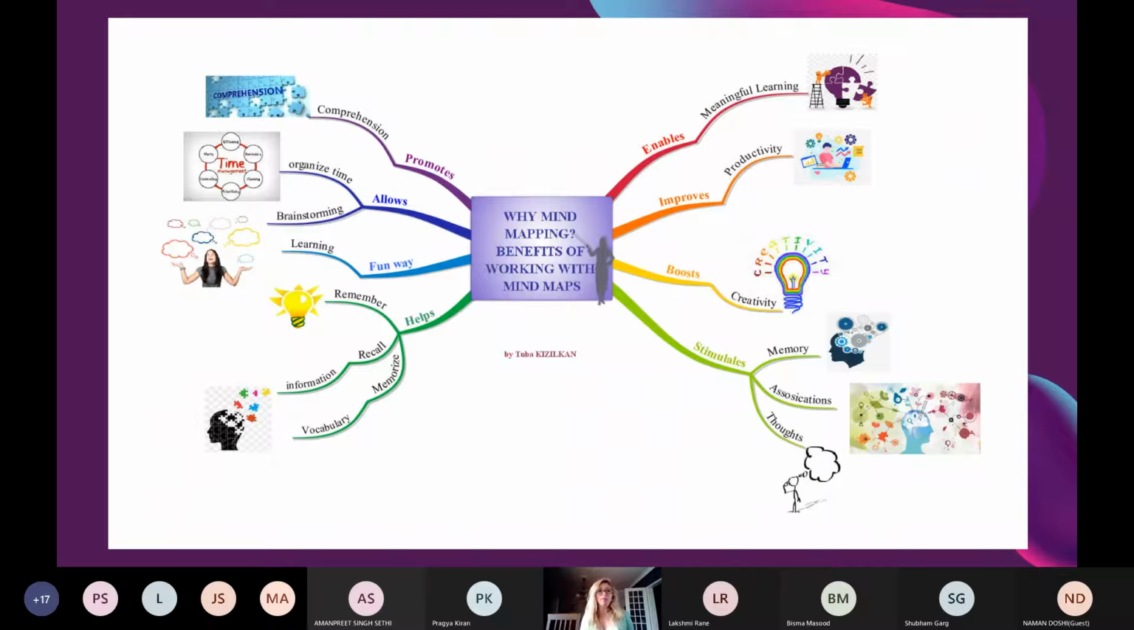Also, what I like about mind mapping very much is that it allows you to brainstorm, which is a key word for learning and encouraging your curiosity and just keeping you on the way to learn a new language. And it promotes comprehension. So it helps you comprehend the language, comprehend the vocabulary, whatever you are trying to learn, not only memorizing it, but also comprehending it.